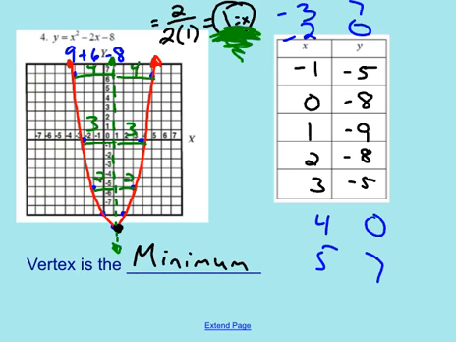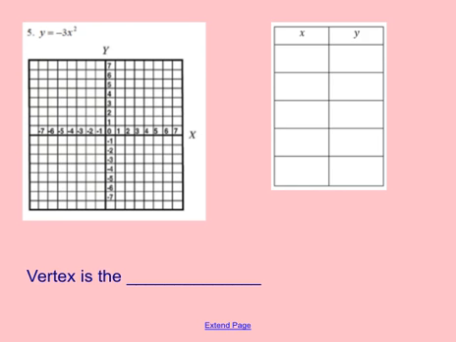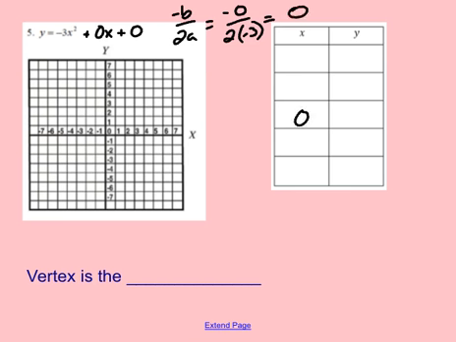That's a great graph. Next, y equals negative 3x squared. Alright, this one's going to be easy because it's plus 0x plus 0. Awesome. So, negative b over 2a is going to equal negative 0 over 2 times negative 3. Anything divided by 0 is just 0. So I'm going to put 0 here. Negative 3 times 0 squared is 0. That's helpful. So then let's do our little thing.